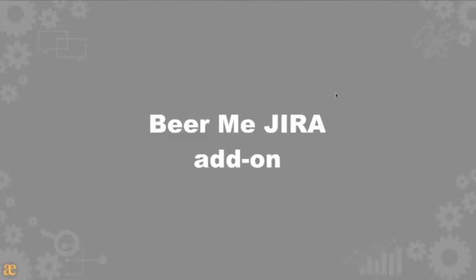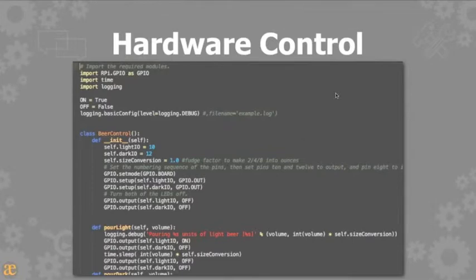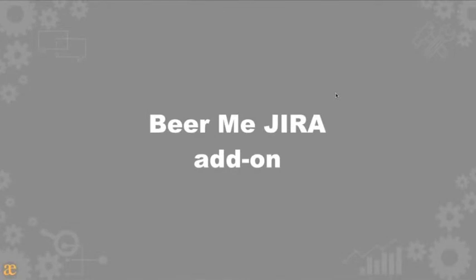Now let's take a look at what we did in JIRA. So now we actually have a control system here where we can go and hit a URL, and that's going to cause beer to pour for some period of time. So now how do we take that and actually hook it up to JIRA?